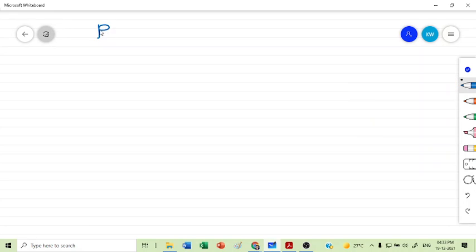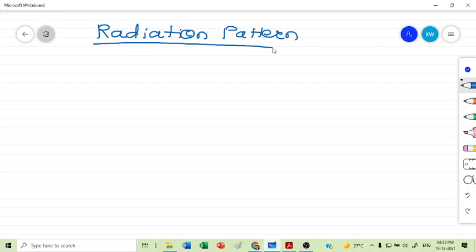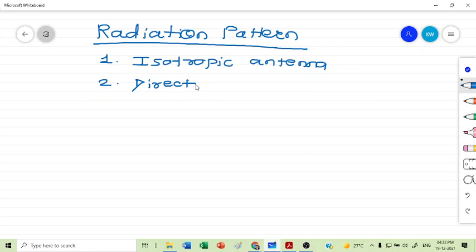Today I am going to cover a topic. Topic name is radiation pattern. As far as radiation pattern of antenna is concerned, antenna can be classified into three types: isotropic antenna, second is directional antenna, and third category is omnidirectional antenna.